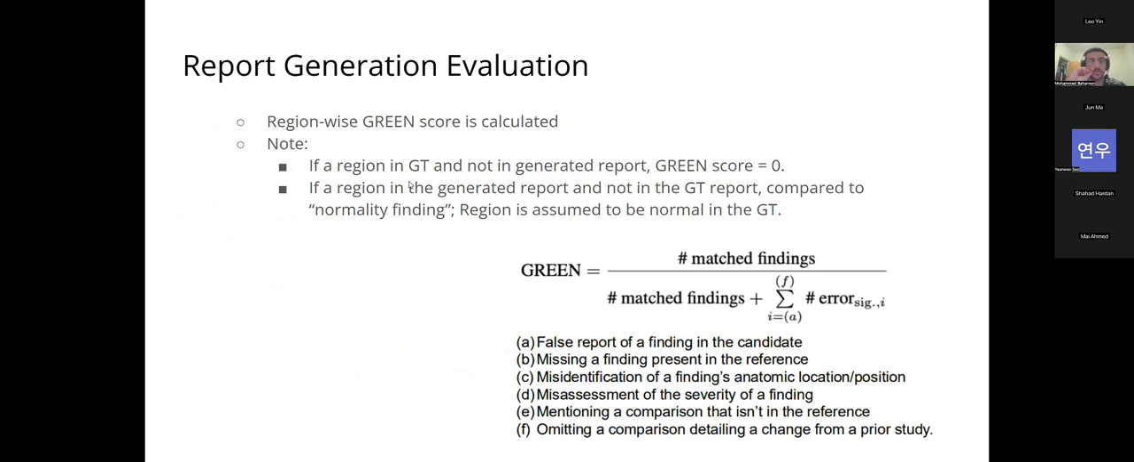So for report generation, we use GREEN, like I said. We use region-wise GREEN. And one important thing to note is that if a region is mentioned in the ground truth but not in the generated report that you provided, the GREEN score will be 0. But if it's the opposite, if a region is in the generated report but not in the ground truth, then we compare it to just a normal ground truth for that region. So we just assume that's normal. We pass in that this region is normal, and your prediction is compared against that.